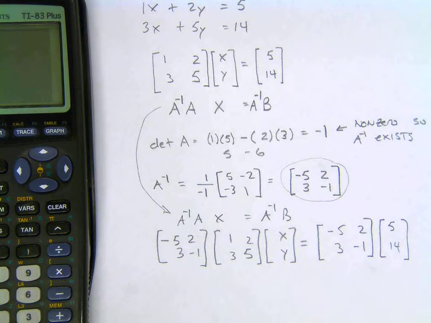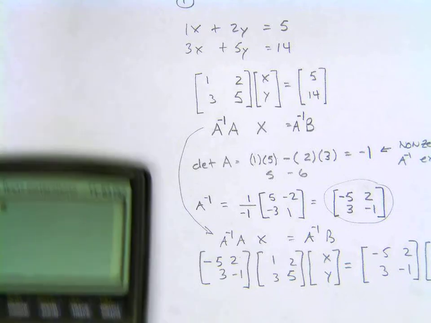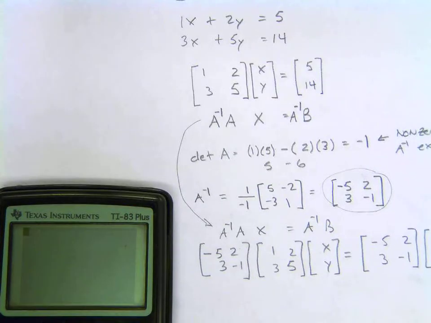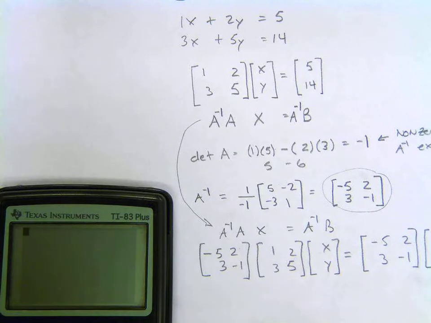Okay, so what I'm going to do is put this in my calculator, and I'm going to show you a couple things here. I am going to, first of all, do second matrix, edit, 2 by 2, and our A matrix is 1, 2, 3, 5. Our B matrix is a 2 by 1, and it's 5, 14.